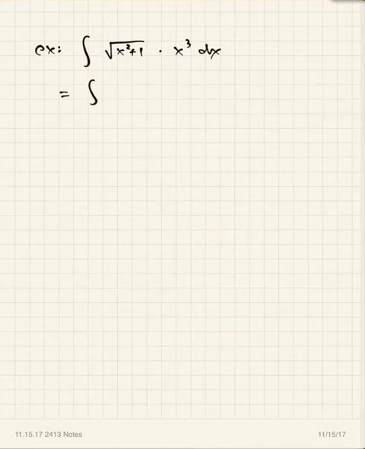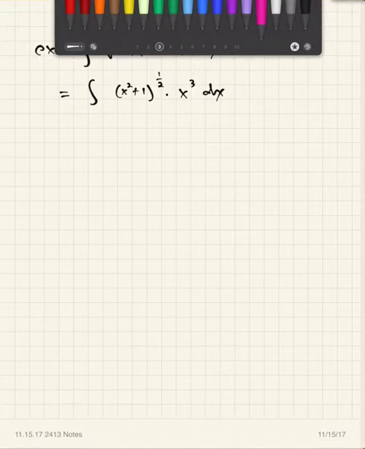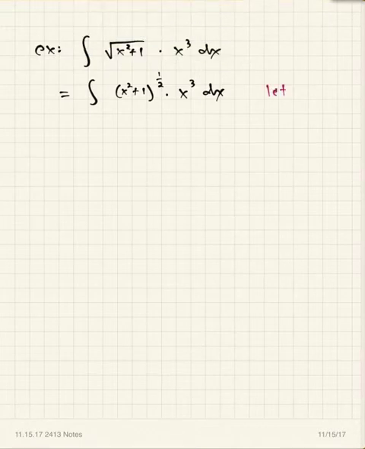All exponents, so instead of the square root of x squared plus 1, we write x squared plus 1 to the 1/2 times x cubed dx. And like we've seen before, we're going to let u be the inside function. So we're going to let u be x squared plus 1. That would make sense to do that. So du would be 2x dx. The problem is, if I'm going to try to substitute du, I don't have 2x dx, I have x cubed dx.